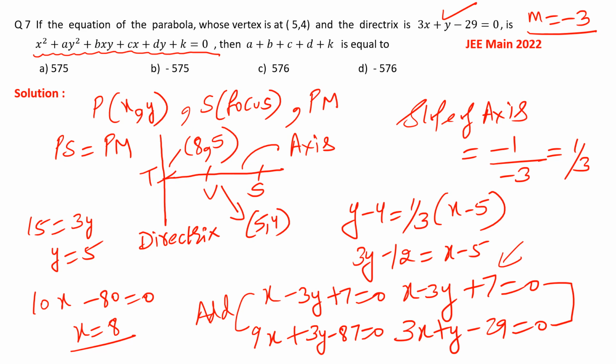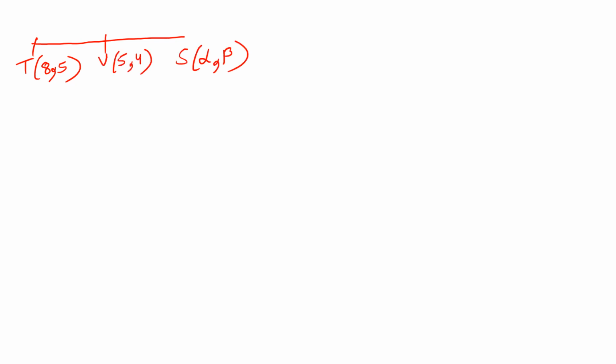Right? Now we'll solve it further. Use the midpoint formula and get the coordinates for the focus. Now students, we use the midpoint formula to get the coordinates for the focus. We have T as 8, 5, V as 5, 4, and S I suppose as alpha, beta.